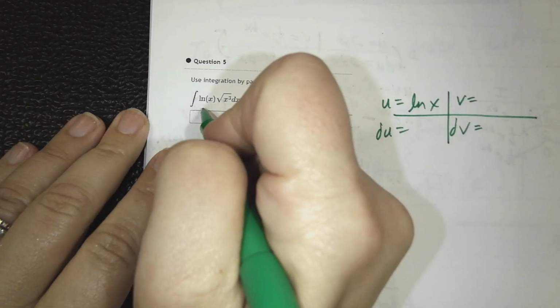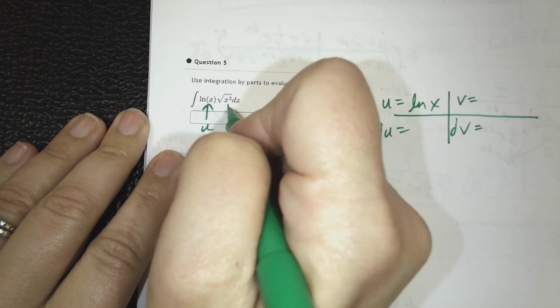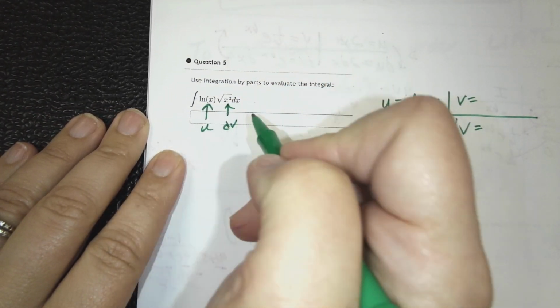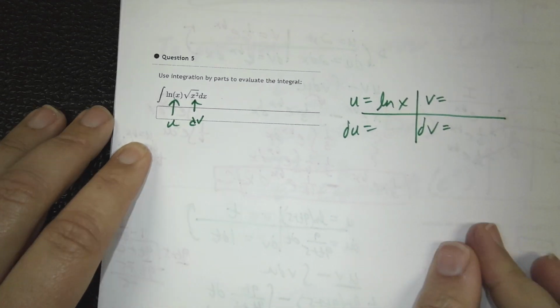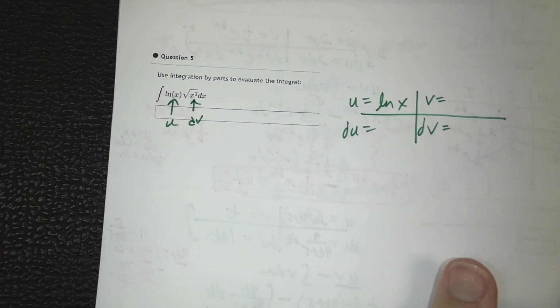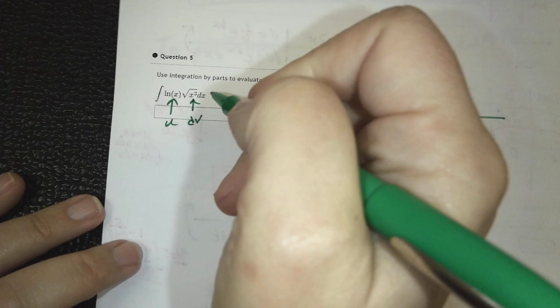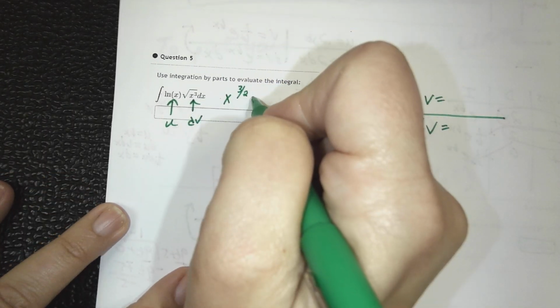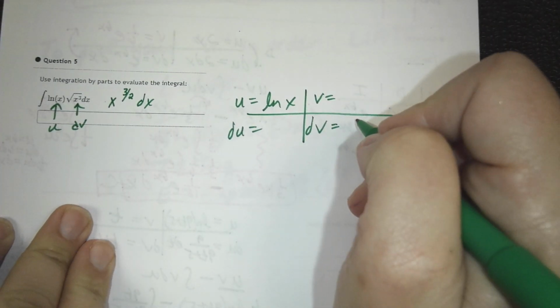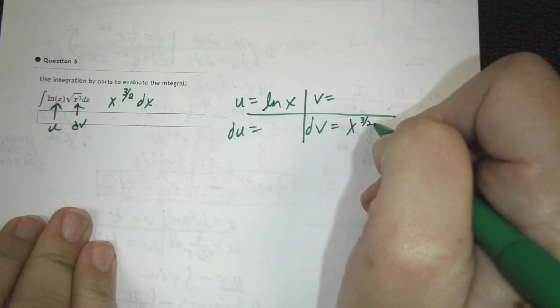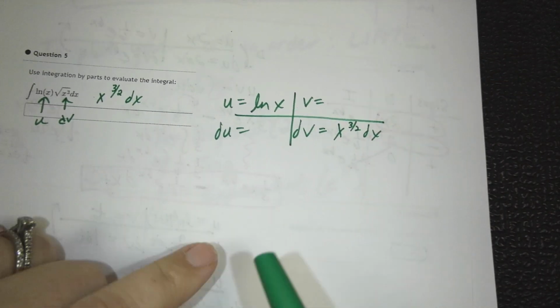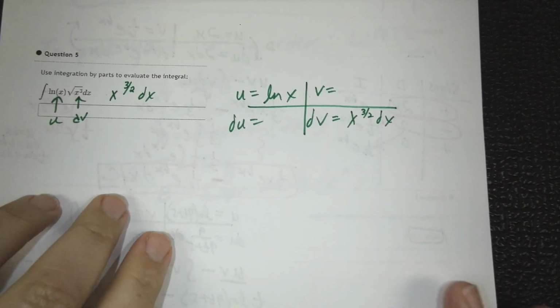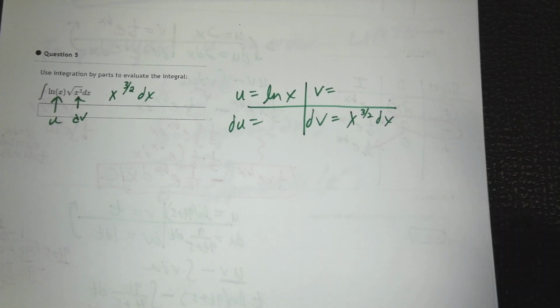All right, so if this is my u, that part right here must be the dv. Would you agree? I don't want to leave it as the square root of x cubed. I want to write it as x to the what power? 3/2. So we're going to write this as x to the 3/2 dx. Okay, you do these two right now. What's your du, what's your v? Derive one way, integrate the next.